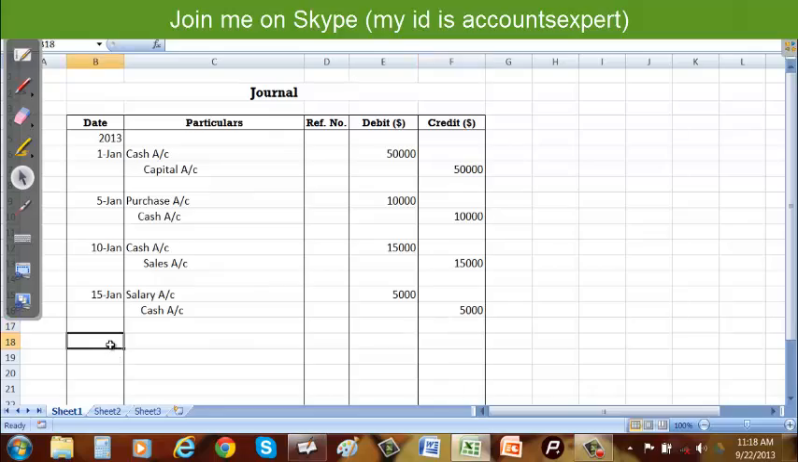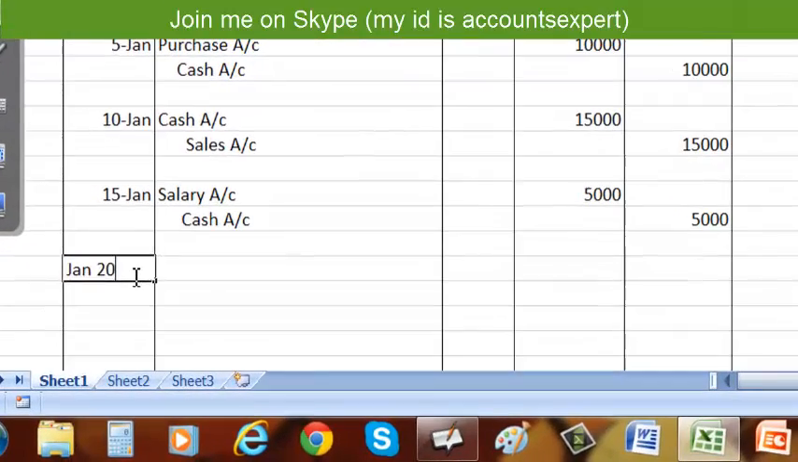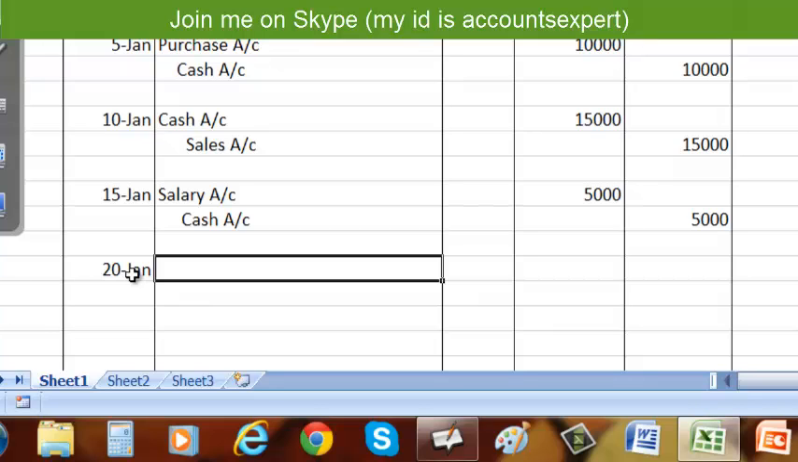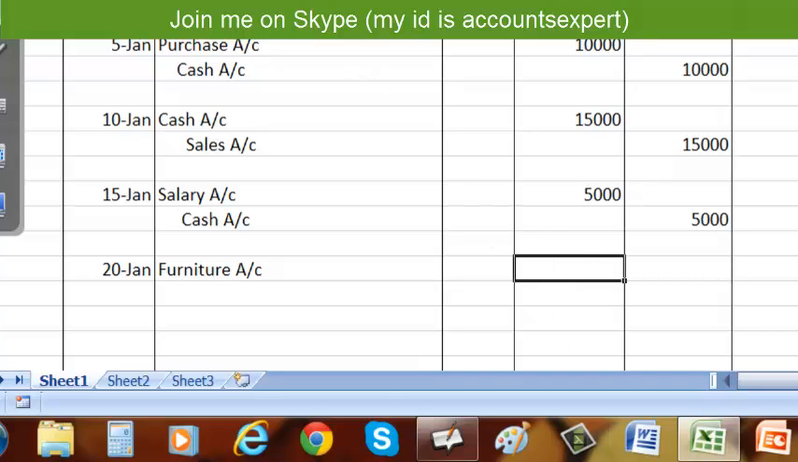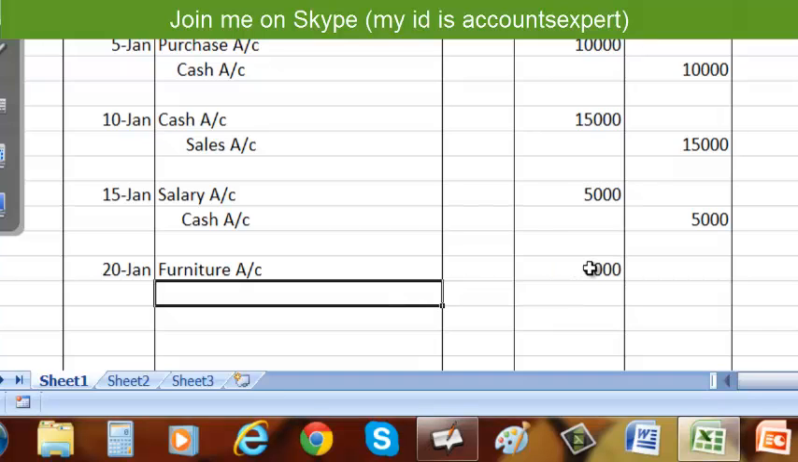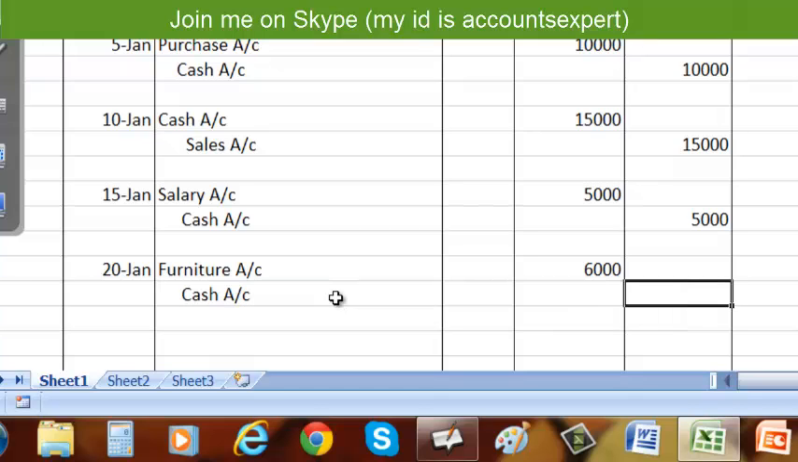Now let's see the journal entry for this transaction in the journal. So first we will write date in the date column, January 20. Then we will record the debit item, furniture account, and the amount we will write in debit column. So we will write $6,000 in the debit column. After this we will record the credit item, and the credit item in this transaction is cash account. So we will write cash account, and the amount we will write in the credit column, $6,000. So this is the entry for our last transaction.